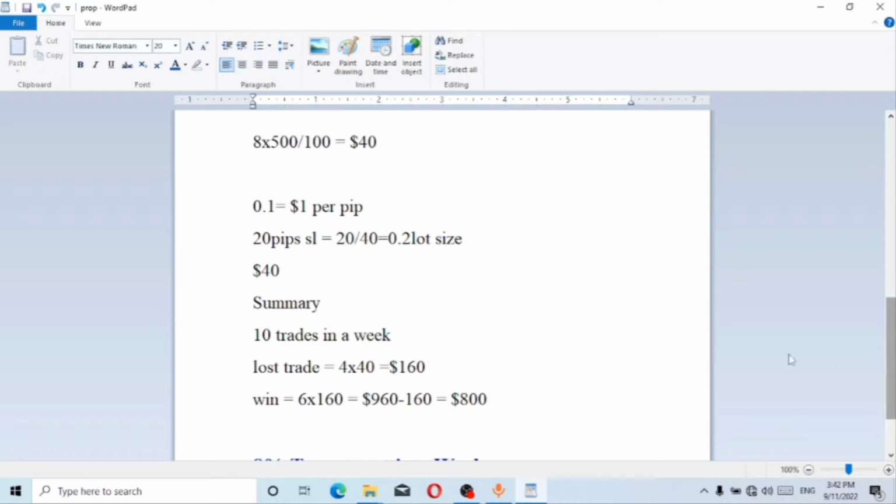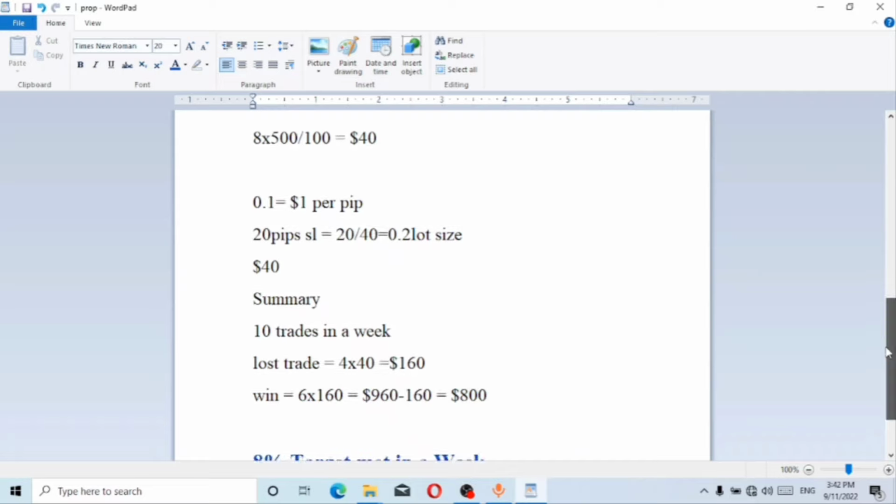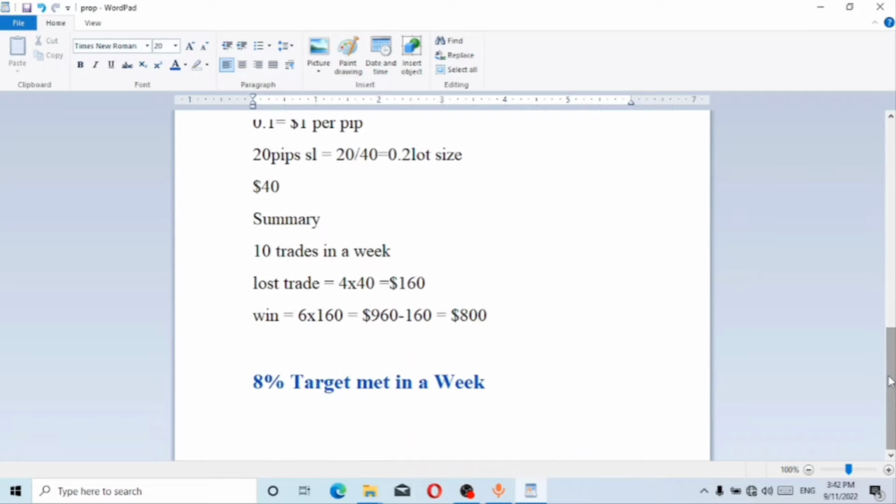This is awesome. This is amazing. A very sweet way to pass your prop firm challenge without any stress, without blowing the account.